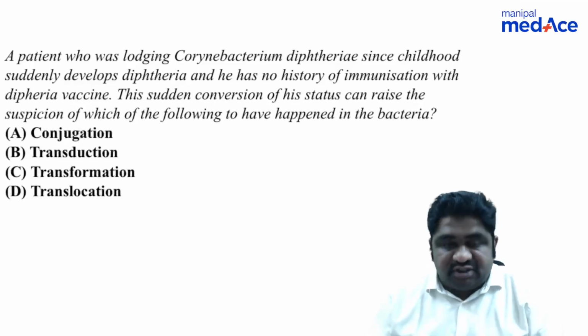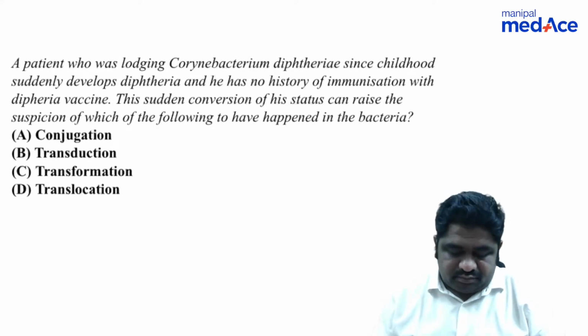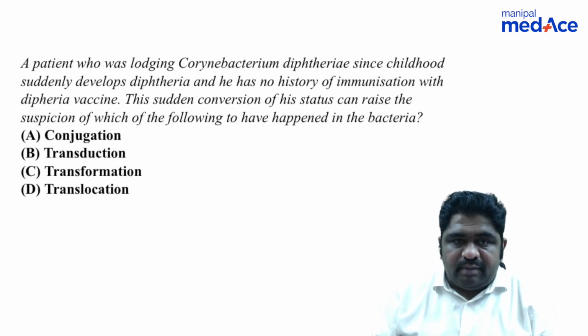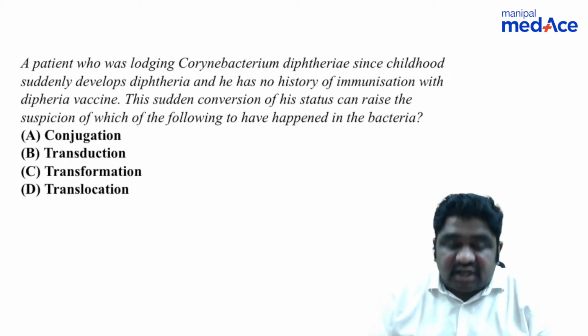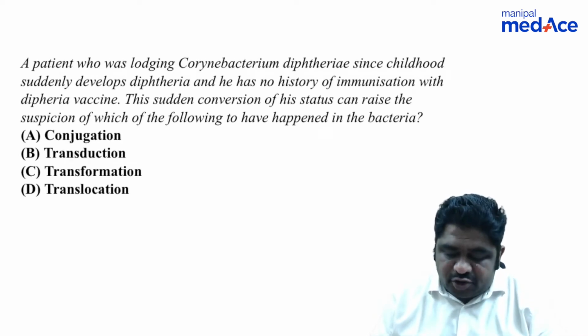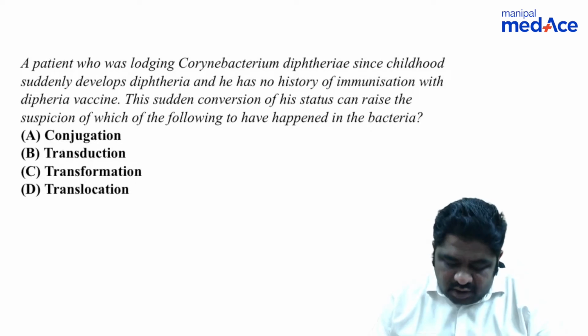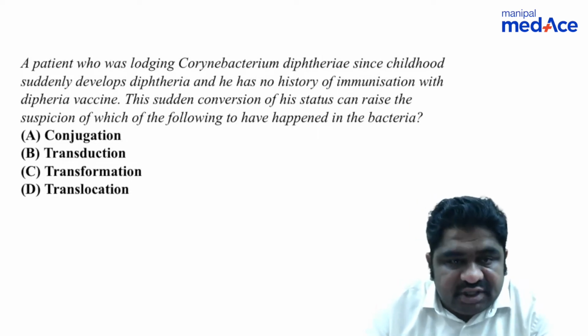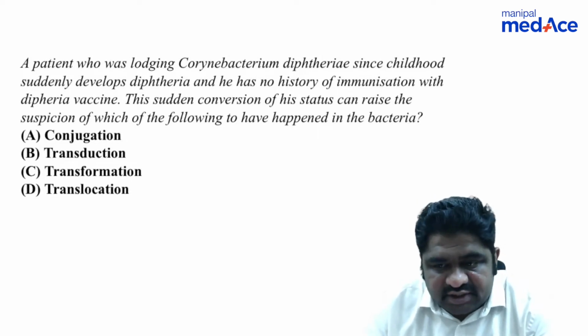Okay, now what is the answer for this question? A patient who was lodging Corynebacterium diphtheriae since childhood suddenly develops diphtheria and he has no history of immunization with diphtheria vaccine. The sudden conversion of his status can raise the suspicion of which of the following to have happened in the bacteria? Conjugation, transduction, transformation, translocation. Which one?